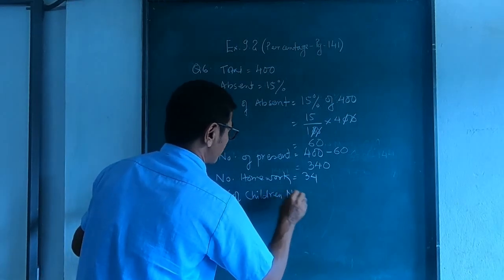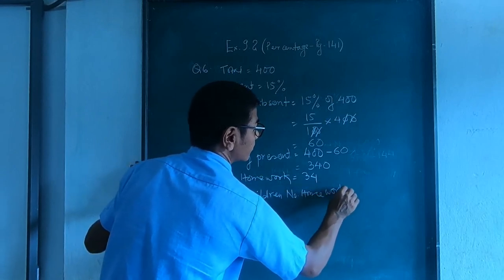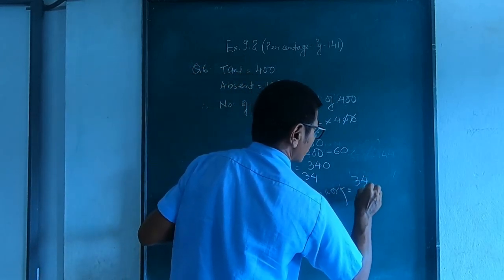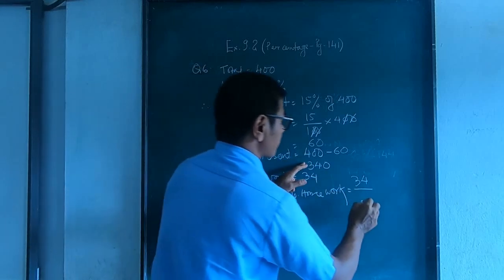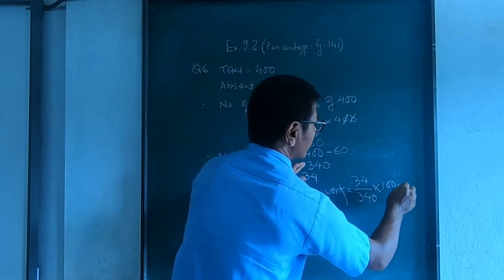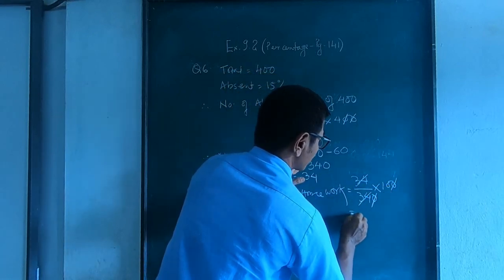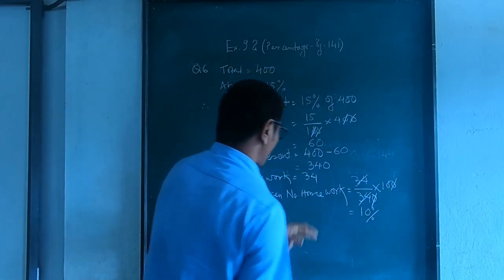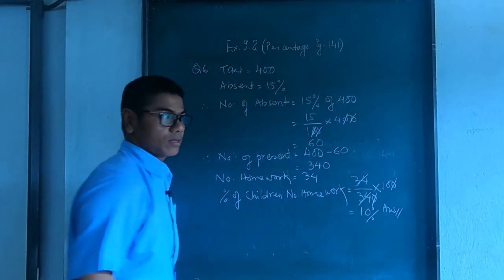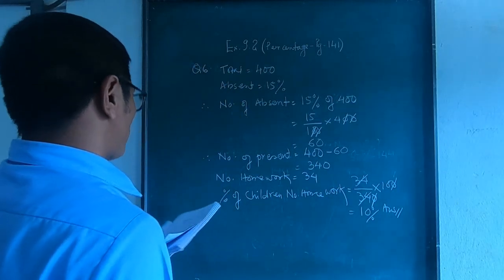No, that means with no homework. The percentage of children who didn't do homework is the number who didn't do it divided by the total number present, into 100. Strike 10, strike 34 and 34, take a common. What remains is 10%. 10% of the children did not do their homework. So this is what we got.